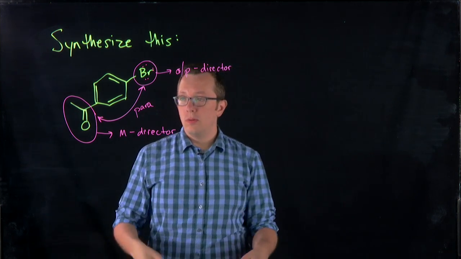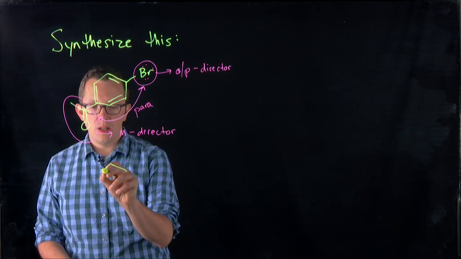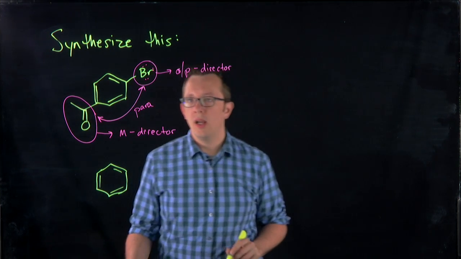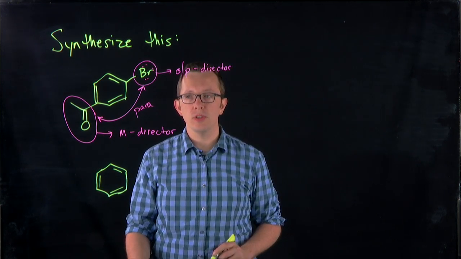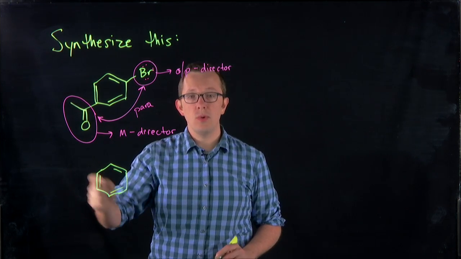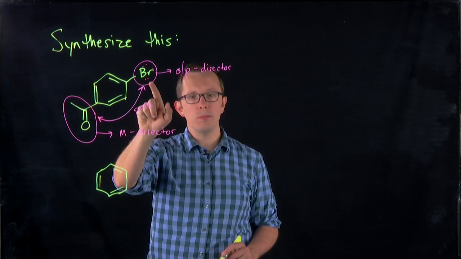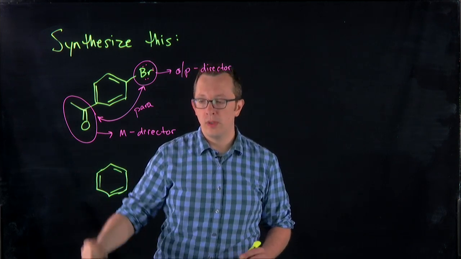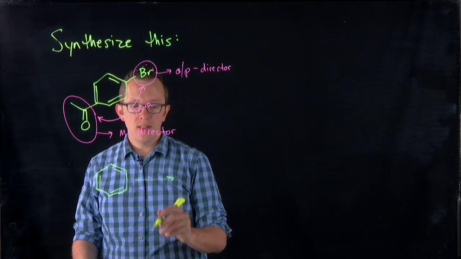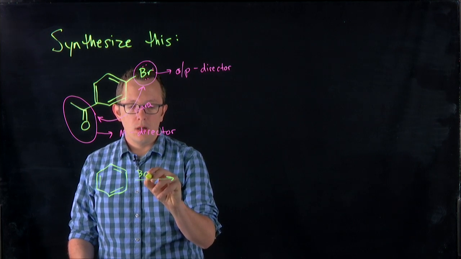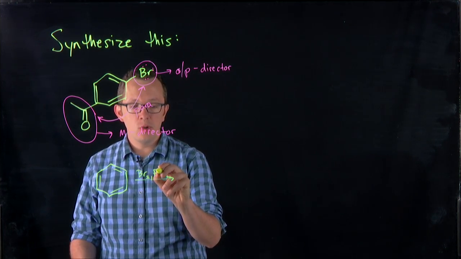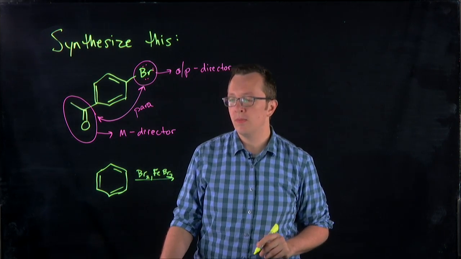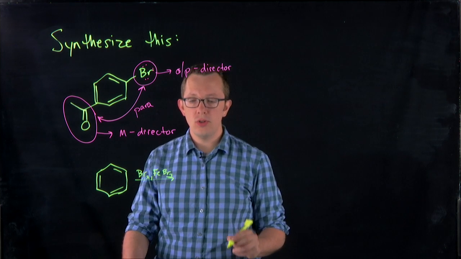Okay? So in our synthesis, we're going to want to start with benzene. Right? And we have to decide which one of these we are going to add first. Because we have a para relationship between these two substituents, we're going to want to add the bromine first, because the bromine is going to help us position our ketone group. Right? So our first step of our synthesis is going to use molecular bromine and some Lewis acid catalyst like iron tribromide, right? And so this is going to add the bromine to the benzene ring.